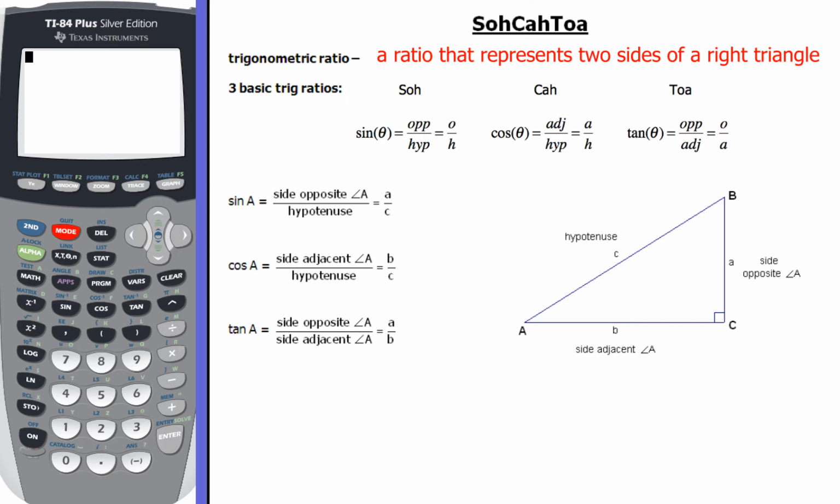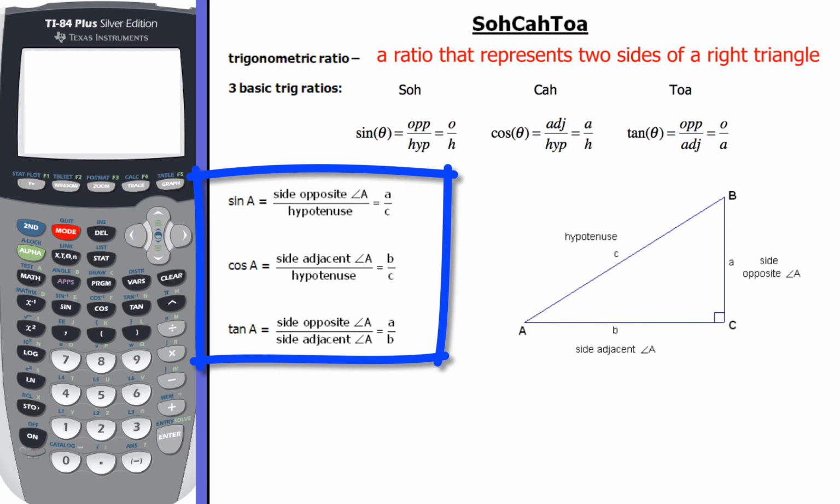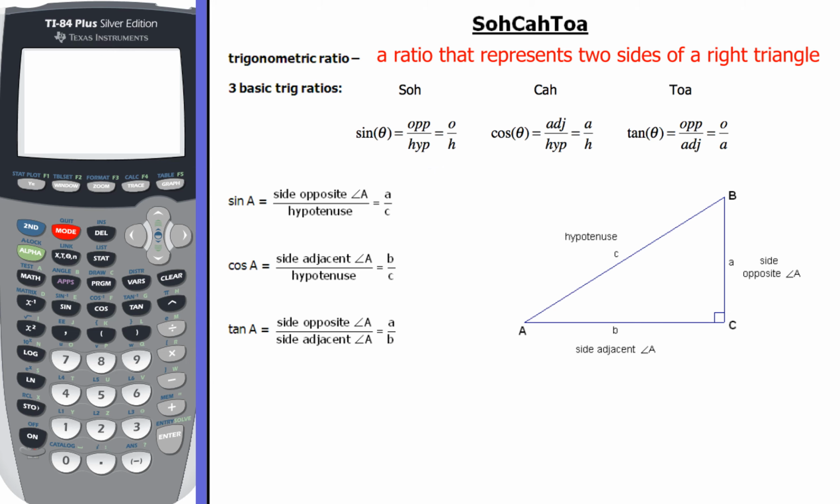So in the example on the left, you see sine of A, cosine of A, tangent of A. Everything done for this part is done from the perspective of angle A. The side over here is the side that's opposite angle A. This side right here is the side that's adjacent to angle A. And always remember, the hypotenuse is always going to be across from the right angle. So your hypotenuse will always go in that location.